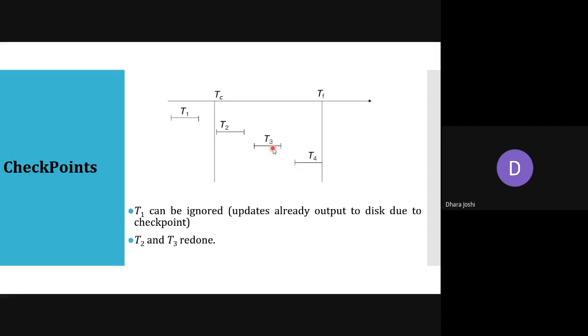T2 and T3 have already successfully completed, that means they are committed. That's why we need to redo them; we perform the same operations again. T4 is partially completed, it is not fully completed. That's why we undo it.